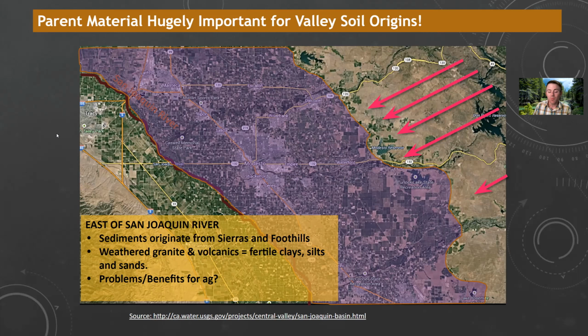Now, that came from weathered granite. It came from weathered volcanics. And so because of that, we have very fertile clays, silts, and sands. For us, it's a pretty big benefit for agriculture. These are some of the best soils in the entire world, but they do drain a little bit quickly. And if you don't have water, that can be an issue.